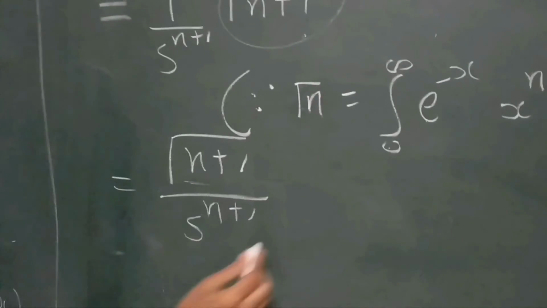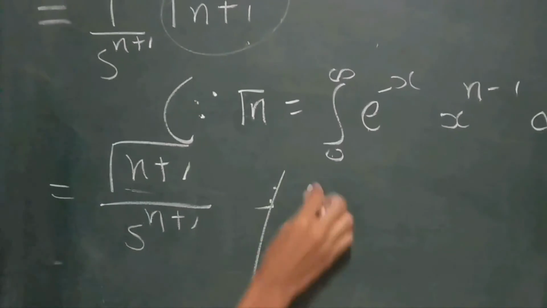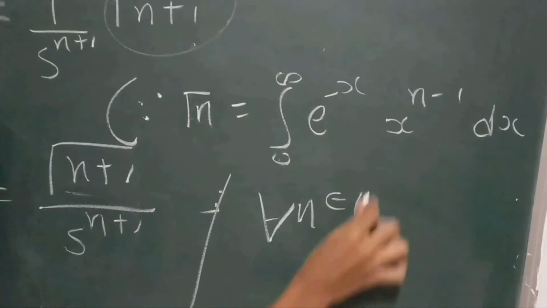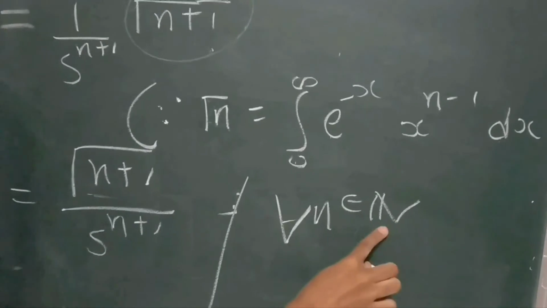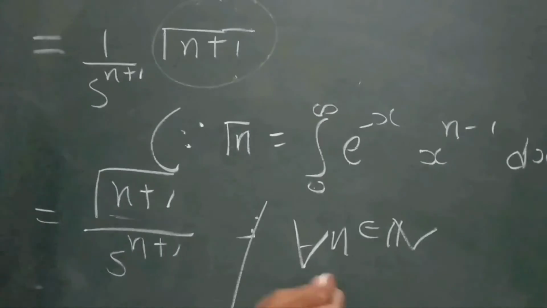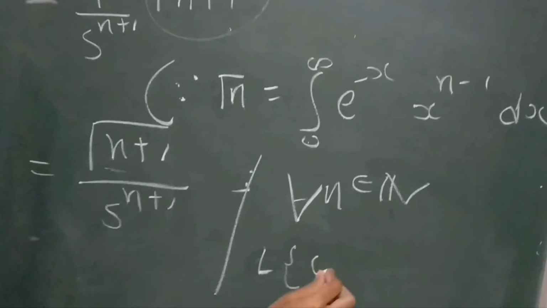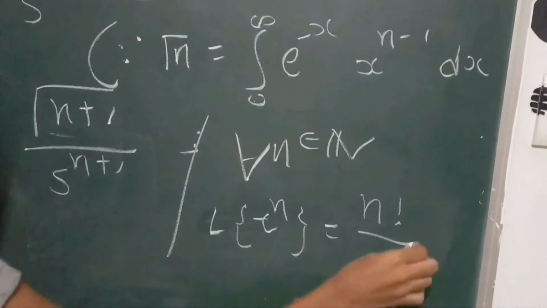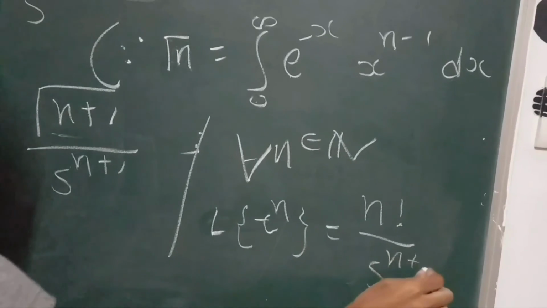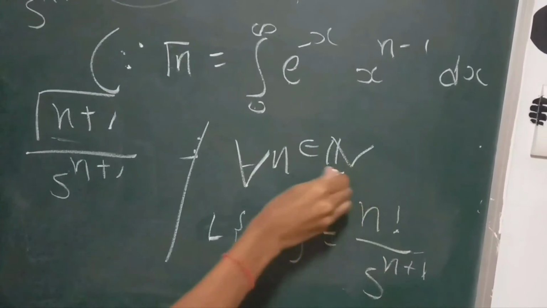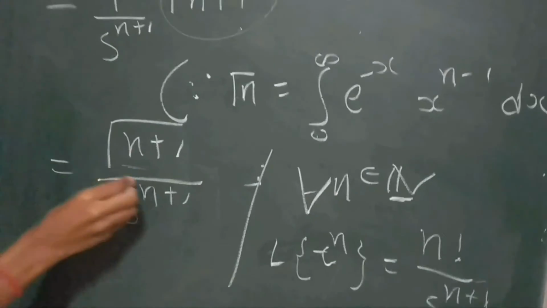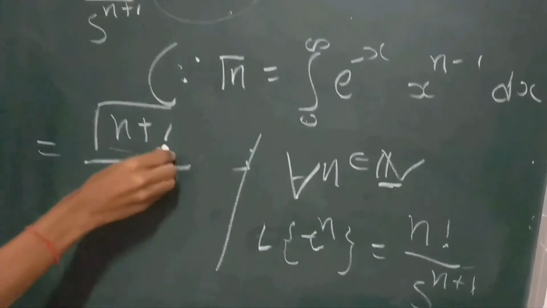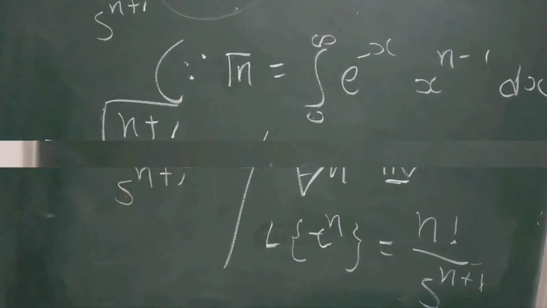If n is a natural number, that means n belongs to N, then L of t raised to n is n factorial upon s raised to n plus 1. If it is not natural, then we will use this formula, gamma n plus 1 upon s raised to n plus 1.